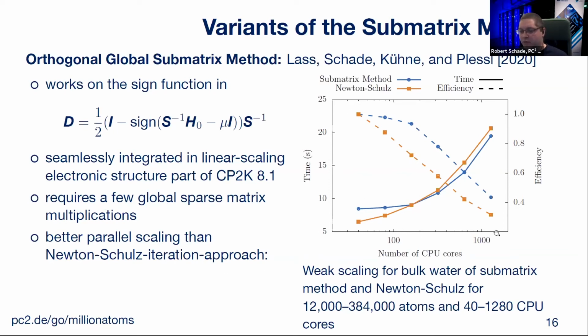On the x-axis, we have the number of CPU cores. On the y-axis, the time. This is a weak scaling calculation, so the amount of work per CPU core is always the same. Here in the dashed line, you see the parallel efficiency for the Newton-Schultz method, and in the blue dashed line for the orthogonal global submatrix method. And you see that at some point they start to scale similarly due to the global matrix multiplications that are still required in this variant of the submatrix method.